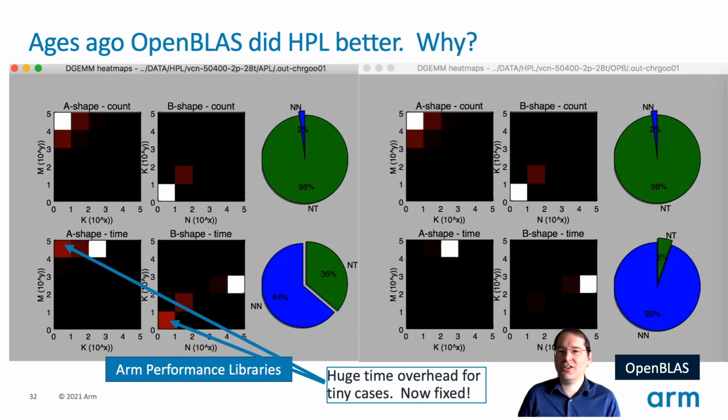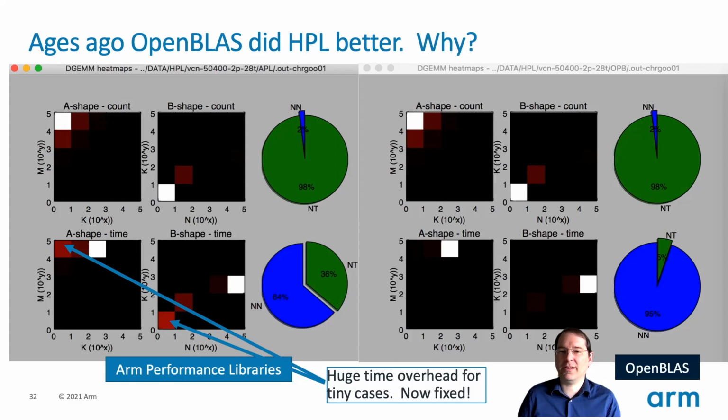We can see the pie chart at the top. That indicates the number of calls going on there. And you've got ARM Performance Libraries on the left, OpenBLAS on the right. You can see the number of calls is split the same between ARM Performance Libraries and OpenBLAS, between the NN and the NT transpose cases. However, the bottom pie chart shows the time spent solving each of these cases. And you can see that at that point, ARM Performance Libraries were spending a lot longer solving the NT case, as a proportion of the time, than OpenBLAS was.